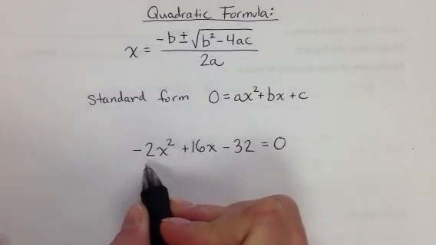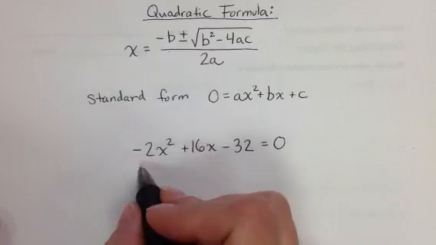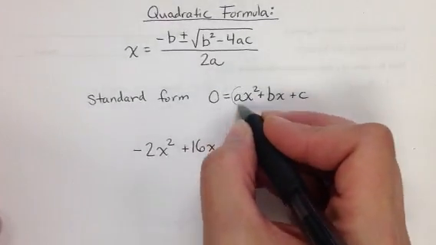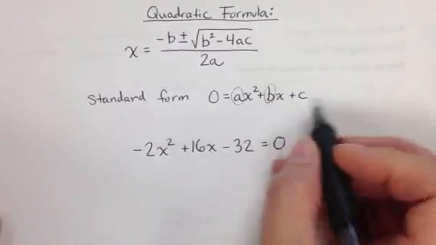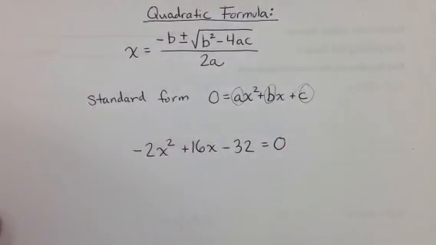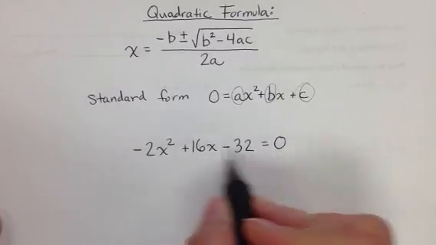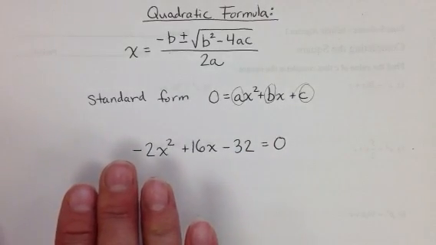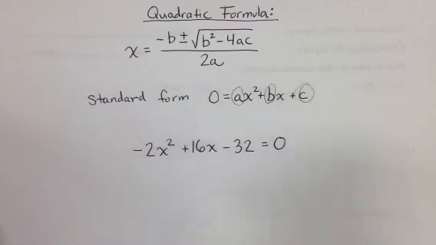Okay, so we have to identify the variables. What is A, what is B, and what is C? So A is the coefficient of x squared, B is the coefficient of x, and C is your constant term. If you're missing one of those, it's 0, right? This formula has it set equal to 0. If it's not in standard form, we have to put it in standard form. We have to solve to put everything on the same side of the equal sign. In this situation, it's already equal to 0. So, identify our variables. That's the first thing I do.